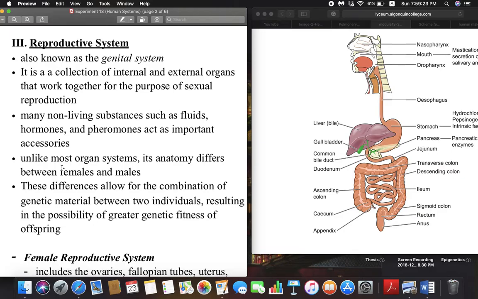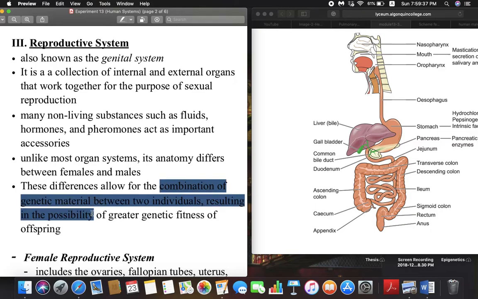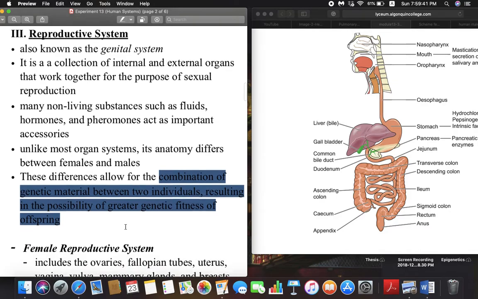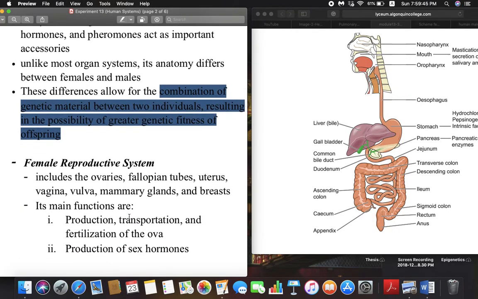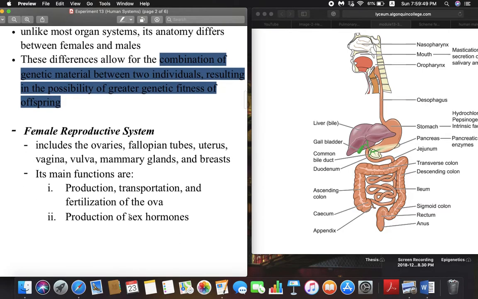Unlike most organ systems, we need to know that the anatomy of the reproductive system differs between males and females. Why do these anatomical differences exist? Because these differences allow for the combination of genetic material between two individuals, resulting in the possibility of greater genetic fitness of offspring. So that's the reason why we have differences in anatomical structure between male and female reproductive systems.